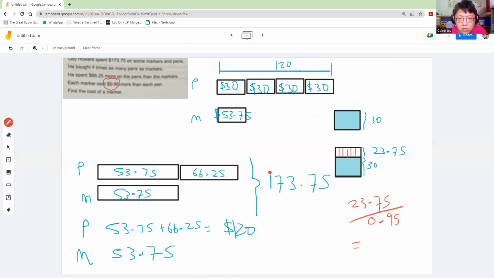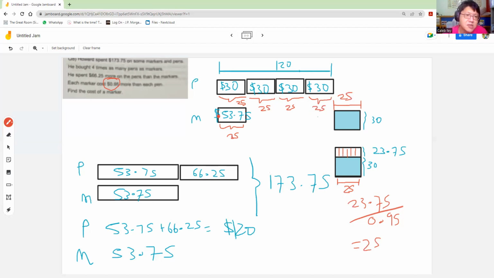And you will conclude with 25. So what does 25 mean? 25 means there's 25 pieces here, and there are 25 pieces here. So what it means is there's 25 markers here. We don't really need all this information. I'm just completing the model.